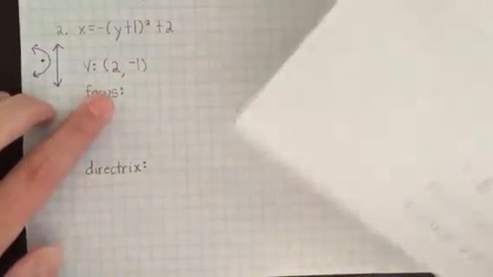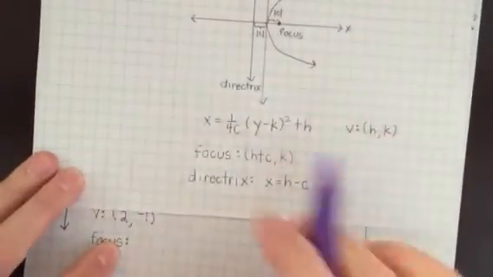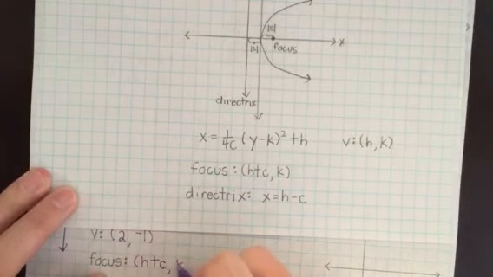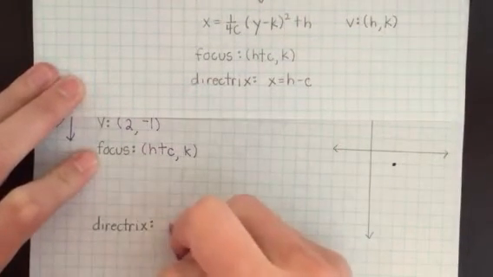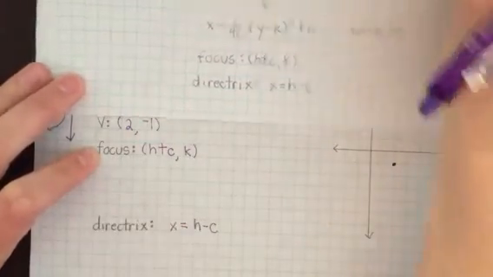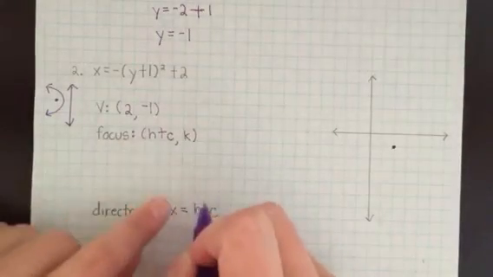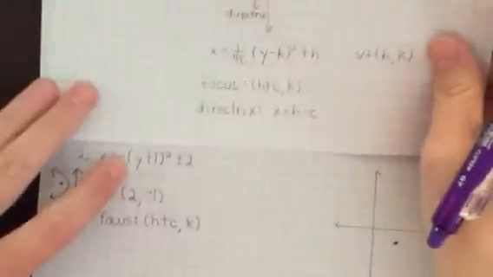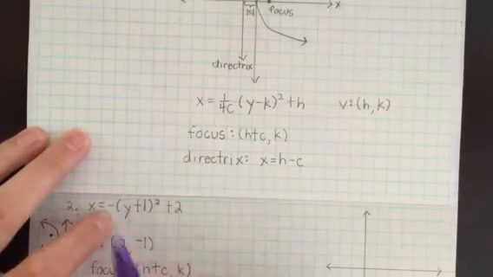So I already know, based on my formulas here, let me pull this out. My focus for the sideways facing, the formula is h plus c, comma, k, and the formula for my directrix is x equals h minus c. Okay, now I've got the formulas written down for my front page. I'm going to move that aside. In order to find these, again, I've got to find c. Just like we did before, take the number out in front, because remember it's 1 over 4c equals whatever's out in front here.